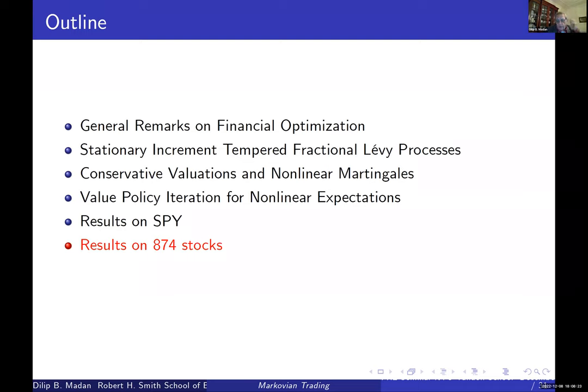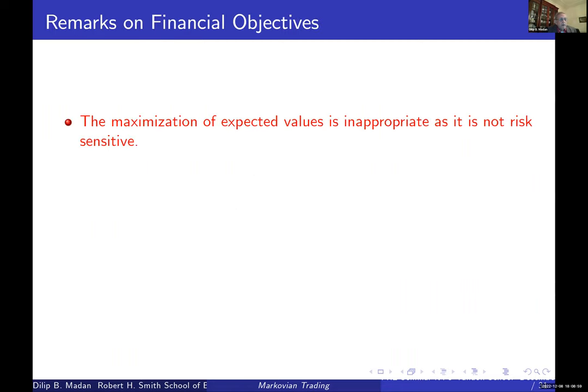We trained the policy function on SPY data, but we traded 874 stocks whose data was never seen when the policy function was trained. So it's not a matter of just being out of sample, we're also out of asset, in the sense that it was trained on one asset but is being used on another. And I'll close with remarks on other ways of building Markovian states and other ways of building policy functions. So let me begin with the objective functions and why we're going to these new objective functions.